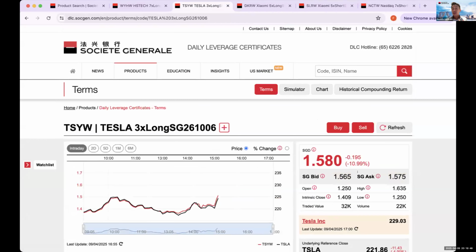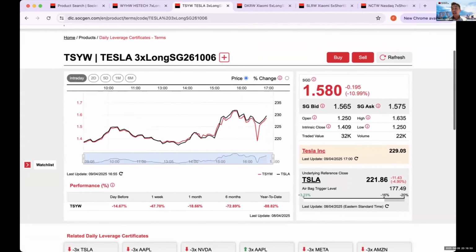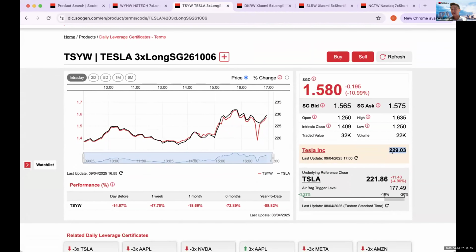So these ones are 3 times leverage, and this is the Asian hour price. You can see that this was the price of Tesla as of 5 p.m. today. So between 9 a.m. to 5 p.m. Singapore time, these US stock DLCs are tradable and give you exposure to the Tesla stock price movement during Asian hours. So this is something that is quite interesting.